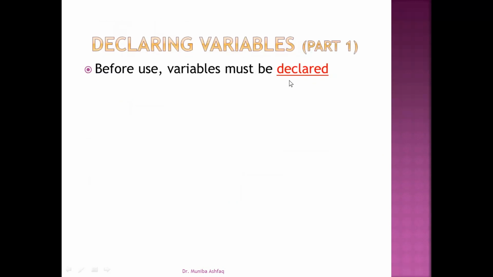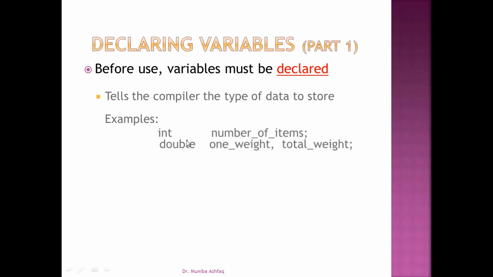Before use, variables must be declared. It tells the compiler the type of data to store. For example, you can see that you have these variables, and we specify that the first variable is of integer type, and the second and the third variables are both double type.